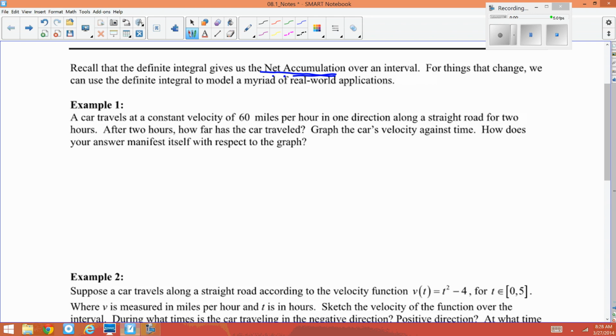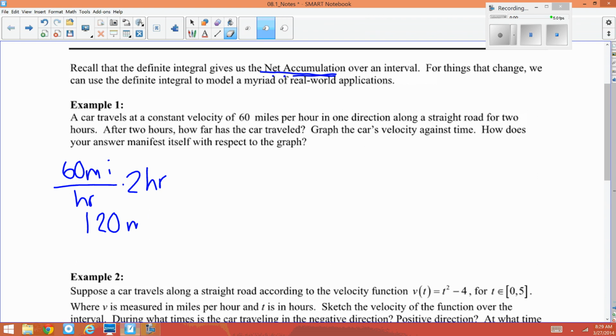Example 1 here, a car travels at a constant velocity of 60 miles per hour. It's just on cruise control here, along a straight road, no curves, no bends, for 2 hours. So after 2 hours, how far has the car traveled? So we have 60 miles per hour. This is just a basic unit problem times 2 hours. That gives us 120 miles per hour. Not miles per hour, sorry about that. It'd just be miles, right? Because the hours would cancel out. Miles. All right, so that is the easy part.